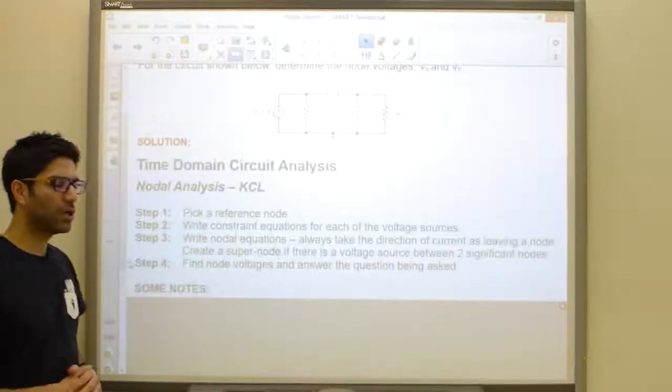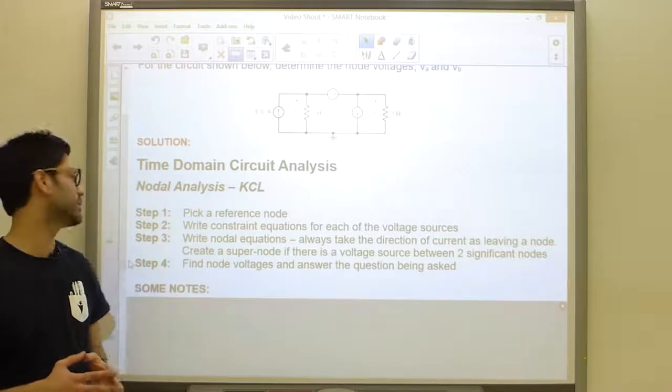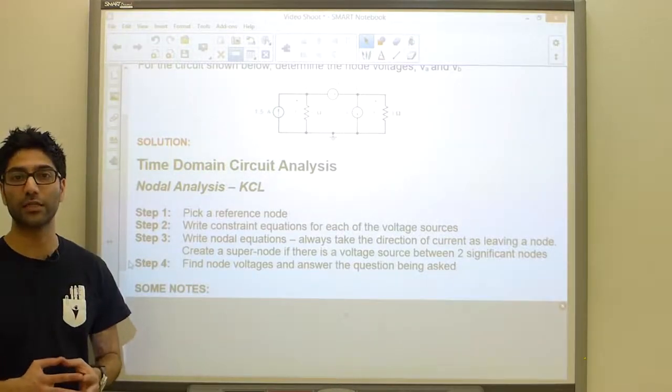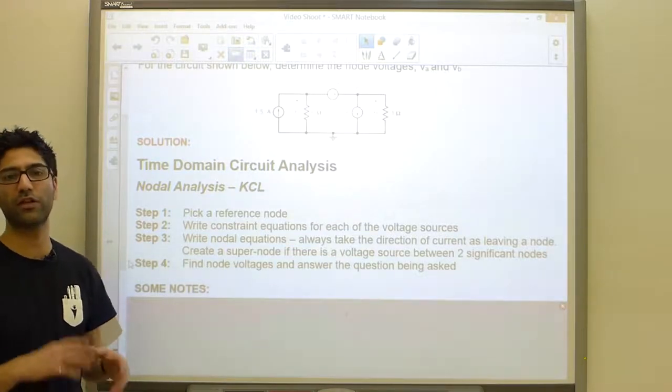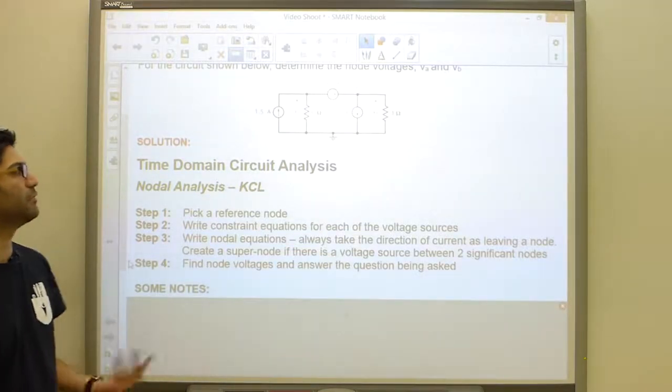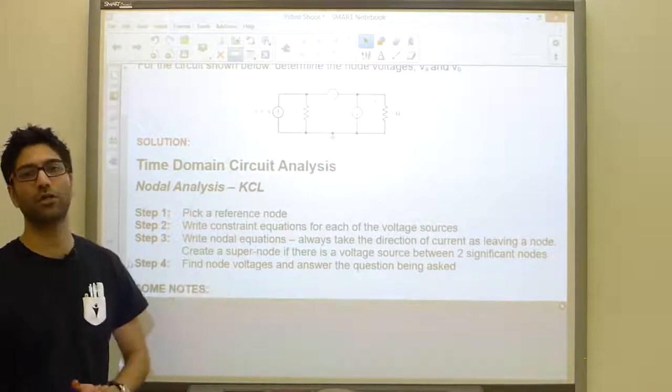So when it comes to KCL, guys, remember the steps that we've gone over. It's a quick 4-step process. The very first step is to pick a ground somewhere if it is not given to you. Now that step is done for us over here. We have ground right there given to us as a reference node.